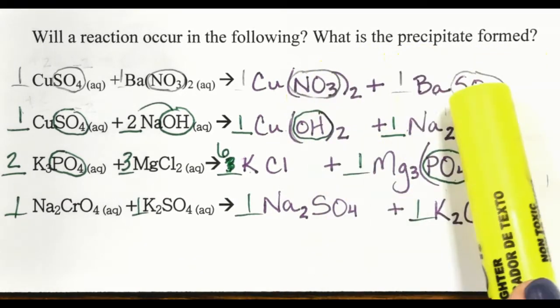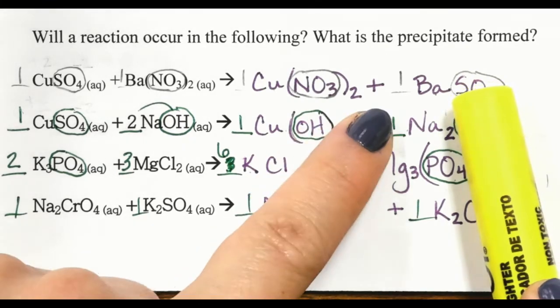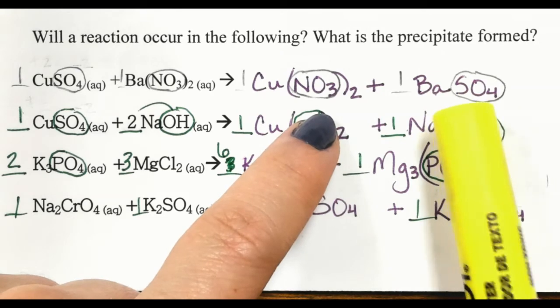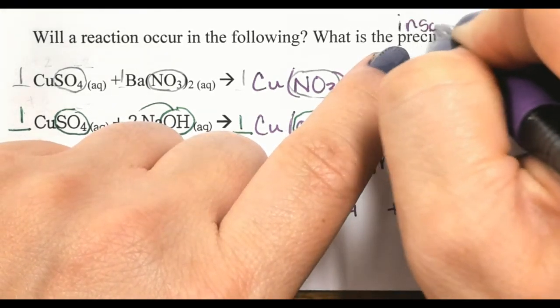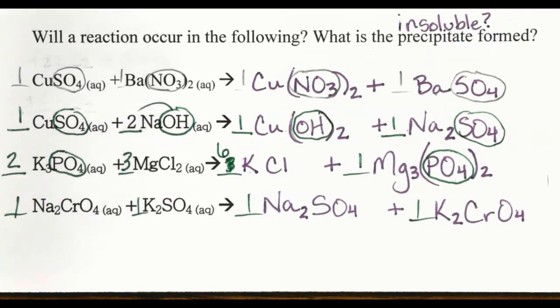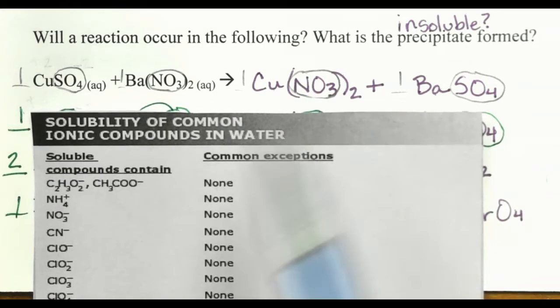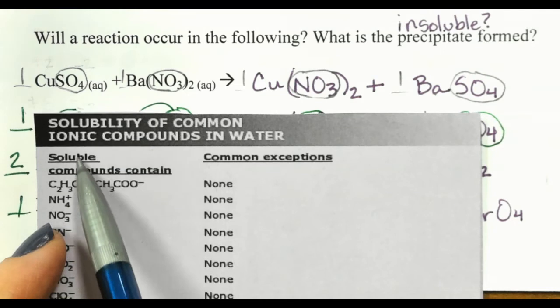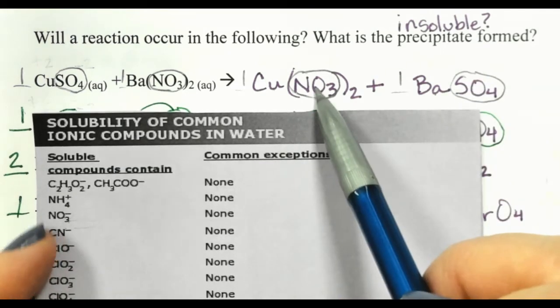And so I'm going to look at my products and I'm going to go to my list of solubility rules and we're going to figure out which one is insoluble. So a little reminder here, what is insoluble? And if it's insoluble, it's going to be a precipitate. So let's see, this is nitrate, NO3. Here's nitrates. It is always soluble with no exception. So that's not a precipitate.